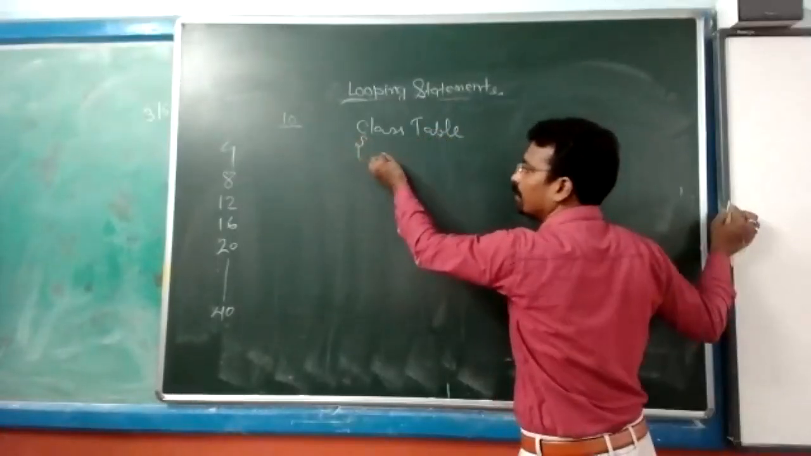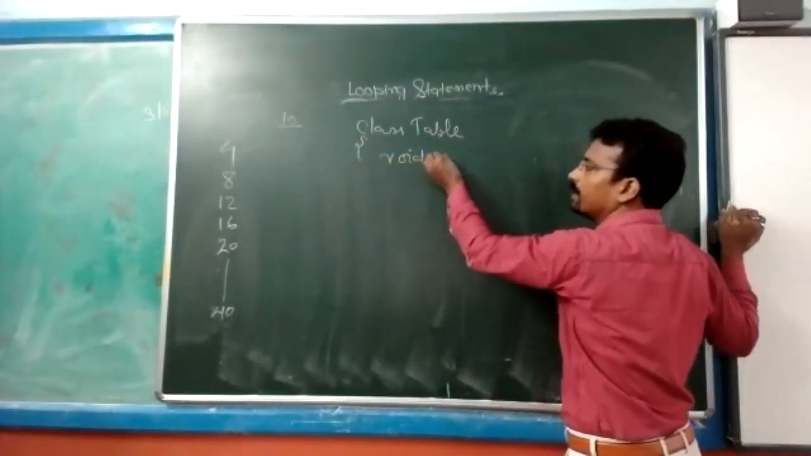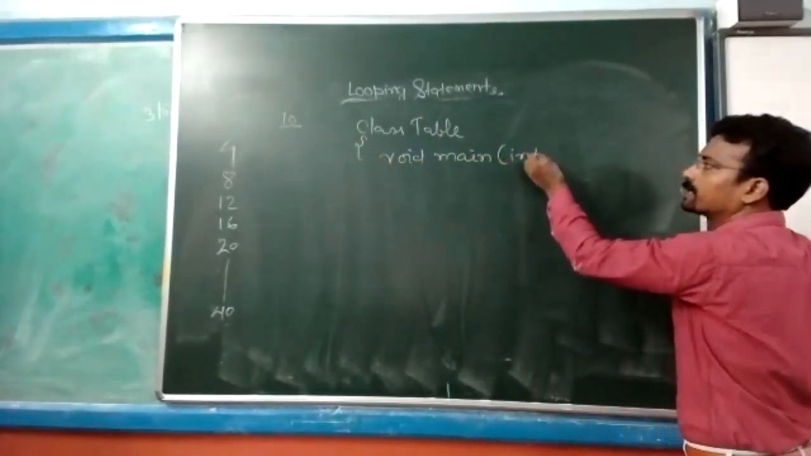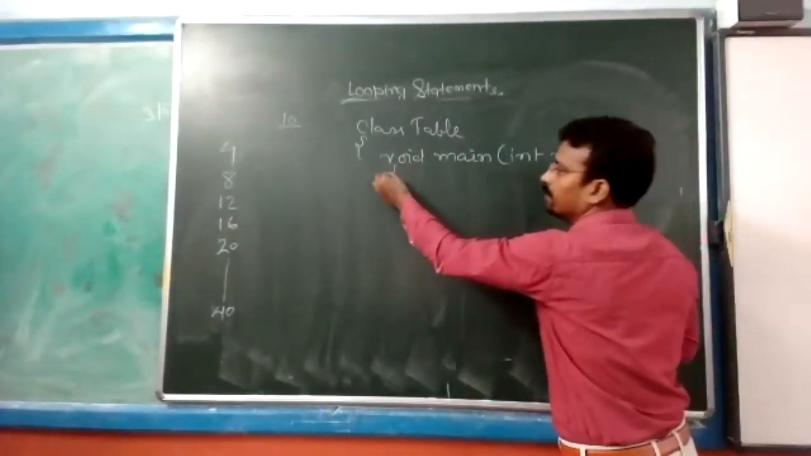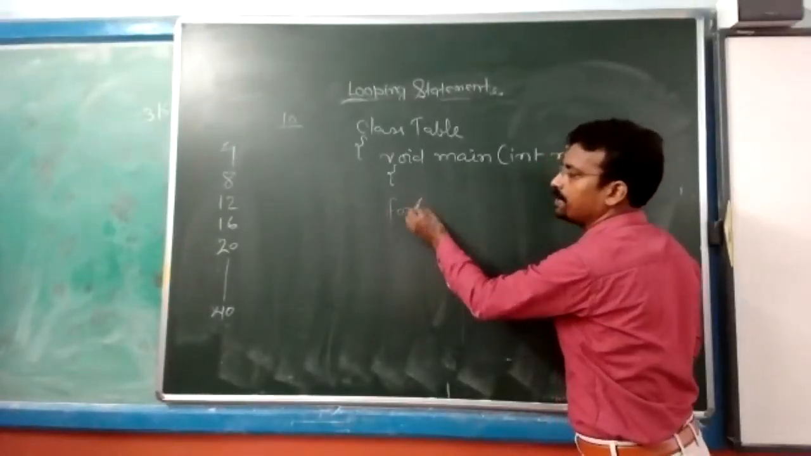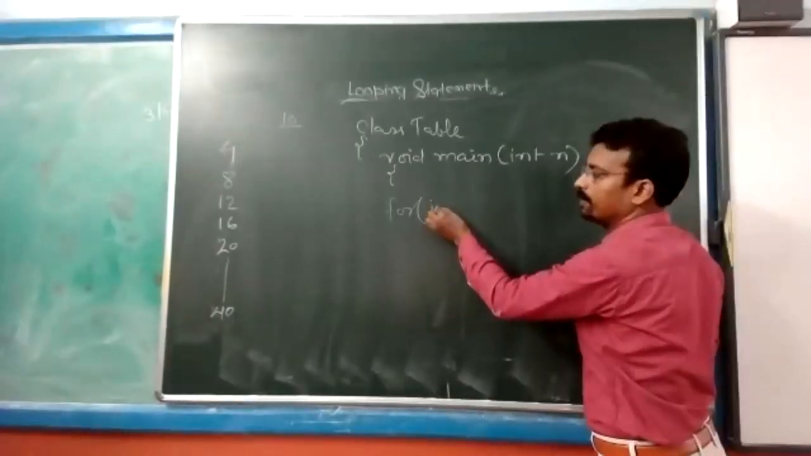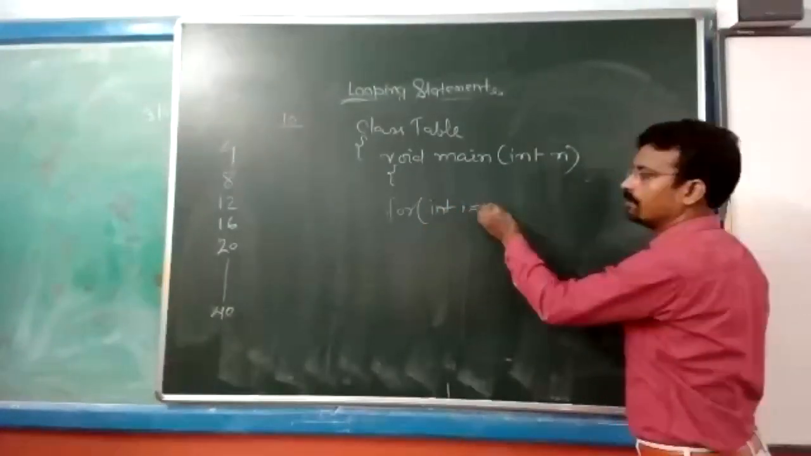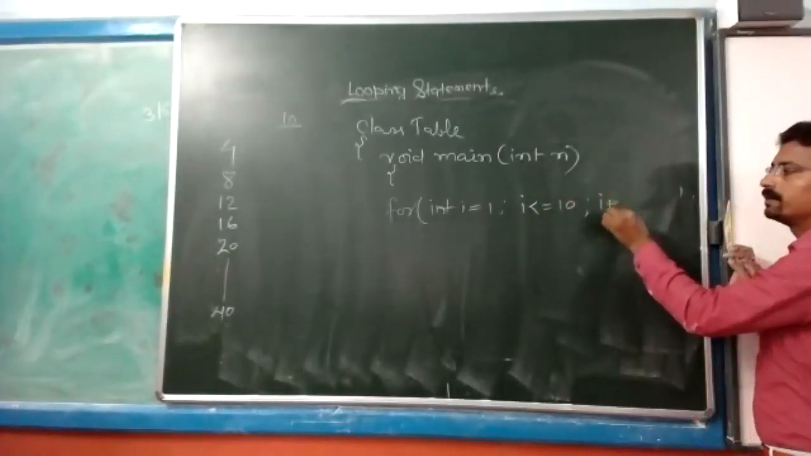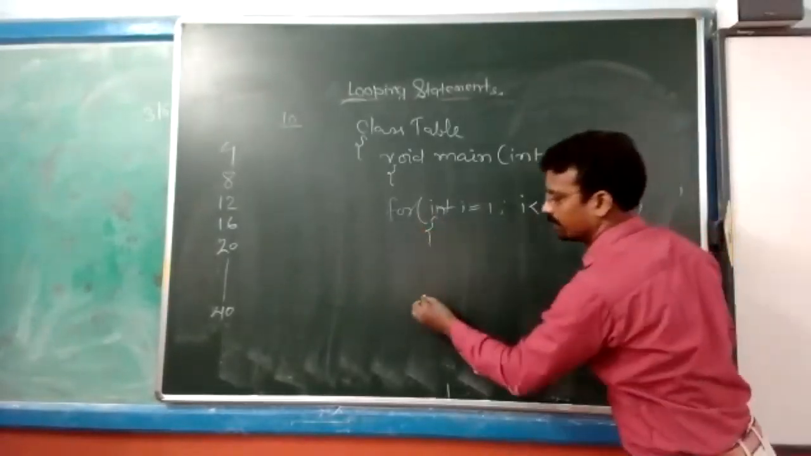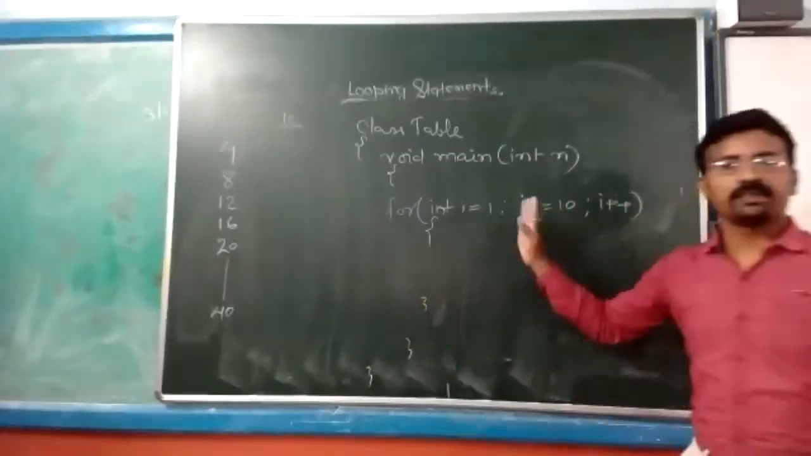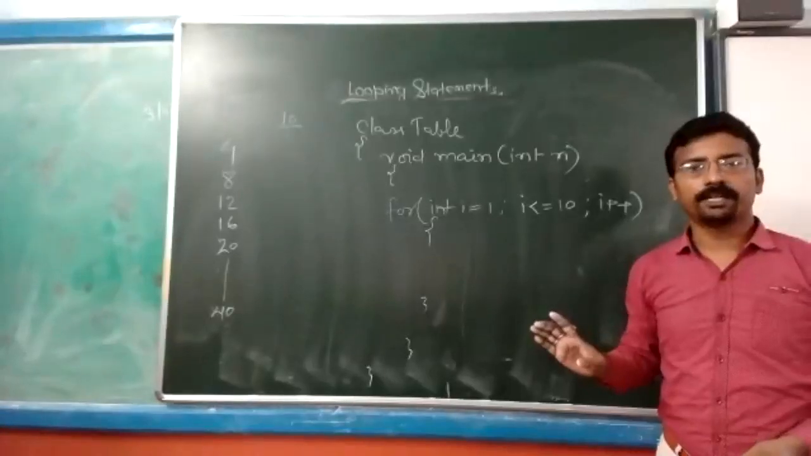Sir, we can take it in void main and ask the user which table we want. Yes, class also. Now see, how many times should we do it? 10 times. So focus: for (int i = 1; i <= 10; i++). This is the program. Here I will give you 10.